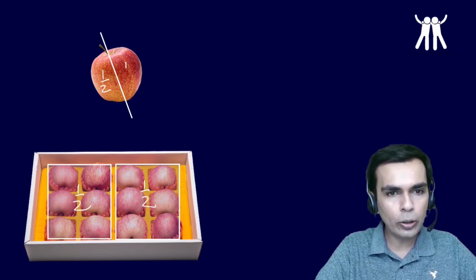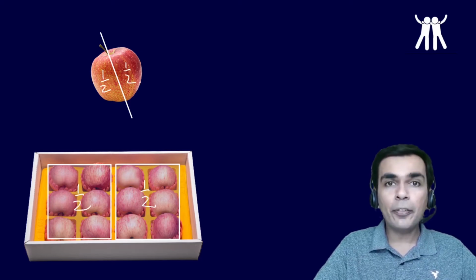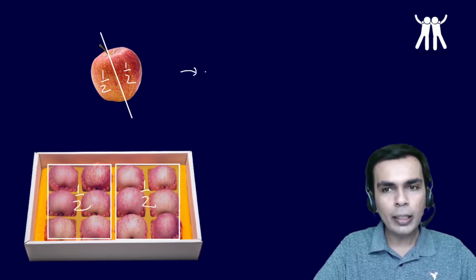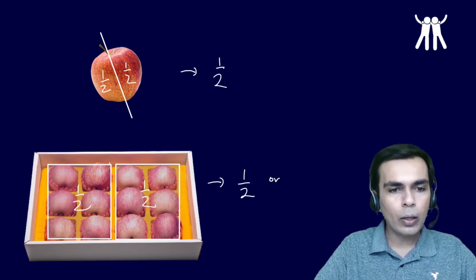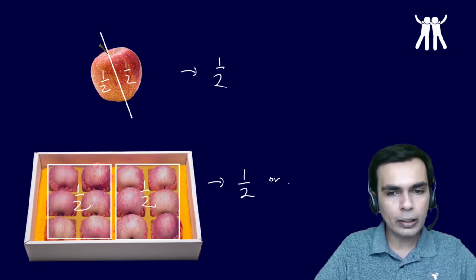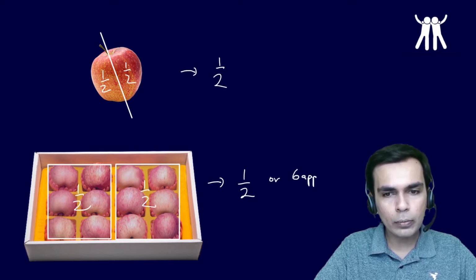So if I have to write one half here, I would say this part here that I'm shading would be 1 by 2, right? This is also 1 by 2, this is also 1 by 2, and this is also 1 by 2. And of course, this also is 1 by 2. But you see, there's a difference here. Here, I would say each of these friends got half of the apple. But here, I can say the friends got half of the box, which is half of the collection, or we can say they got, let's count 1, 2, 3, 4, 5, 6. Let's say they got 6 apples.